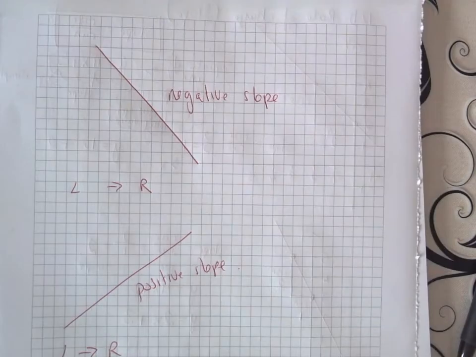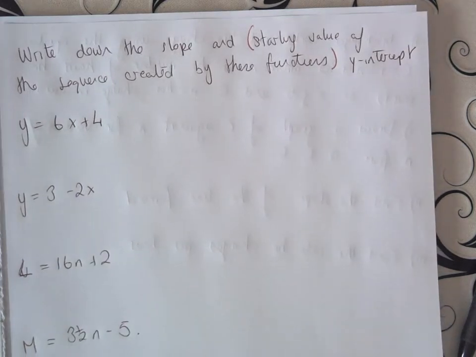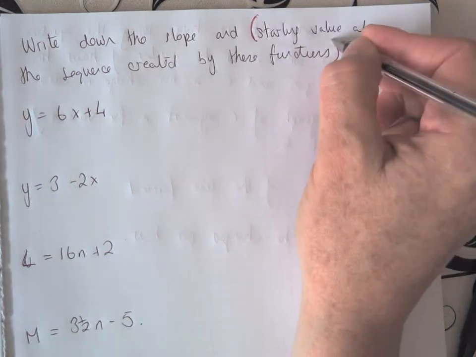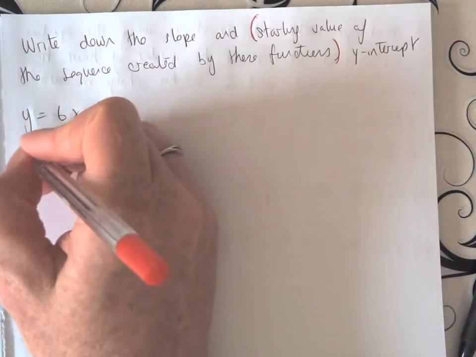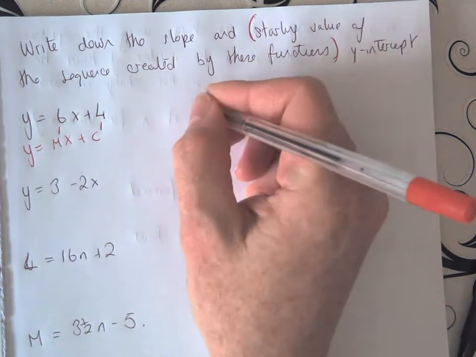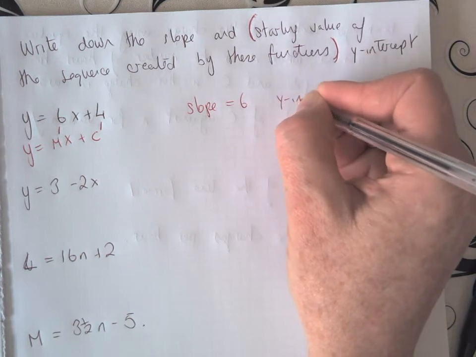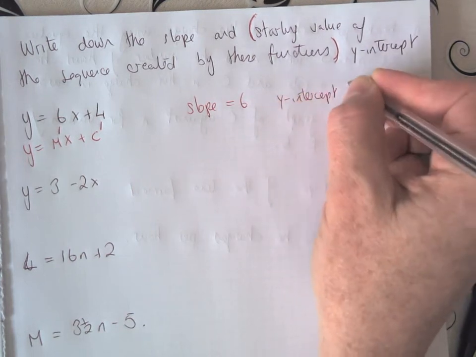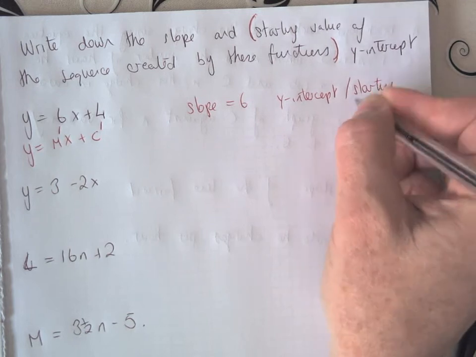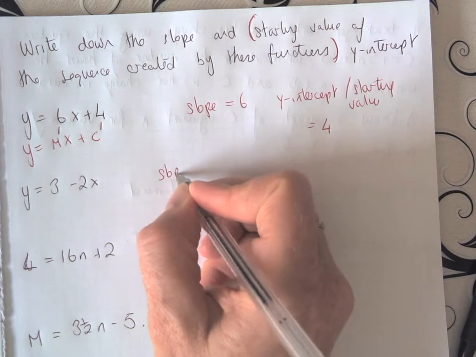Okay. So let's look at a few questions. Write down the slope and starting value of the sequence created by the functions. So I put this in brackets because all that's saying is y-intercept. So the slope, y equals mx plus c. This is my m, this is my c. So the slope is 6. The y-intercept slash starting value is equal to 4. Okay, slope of this one.